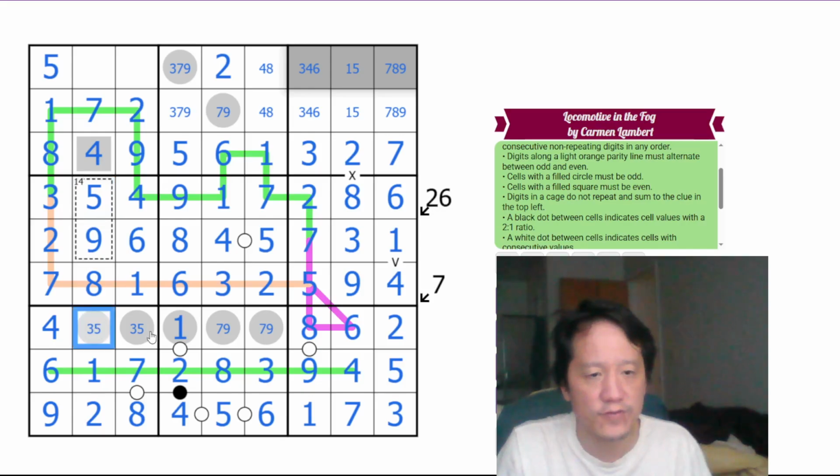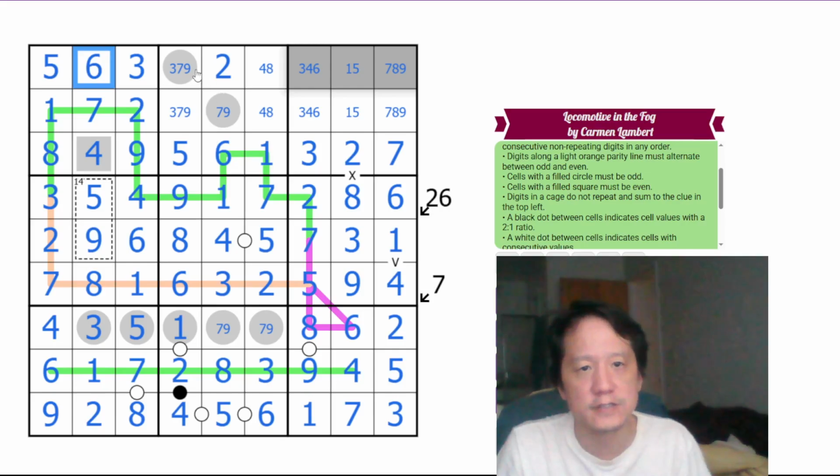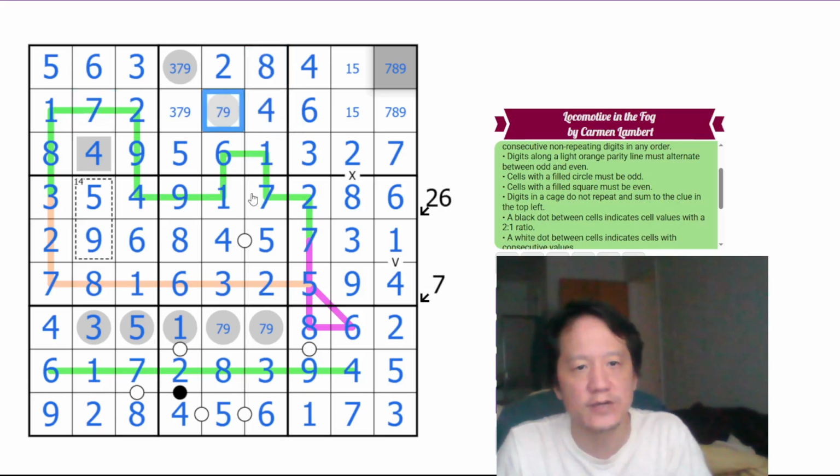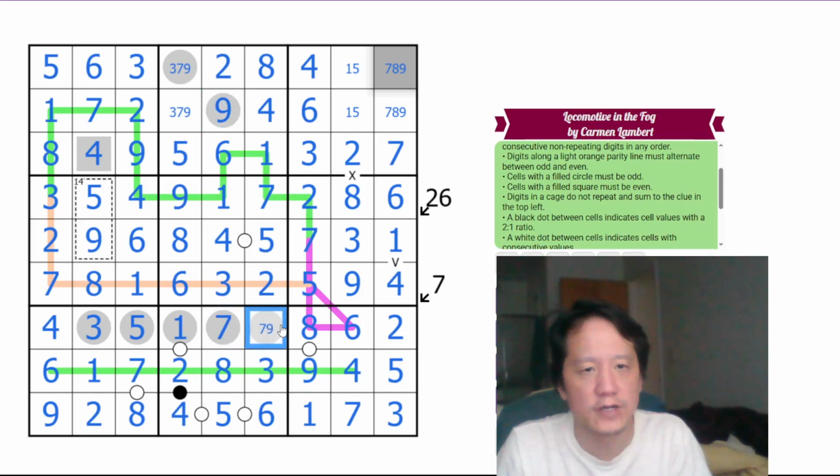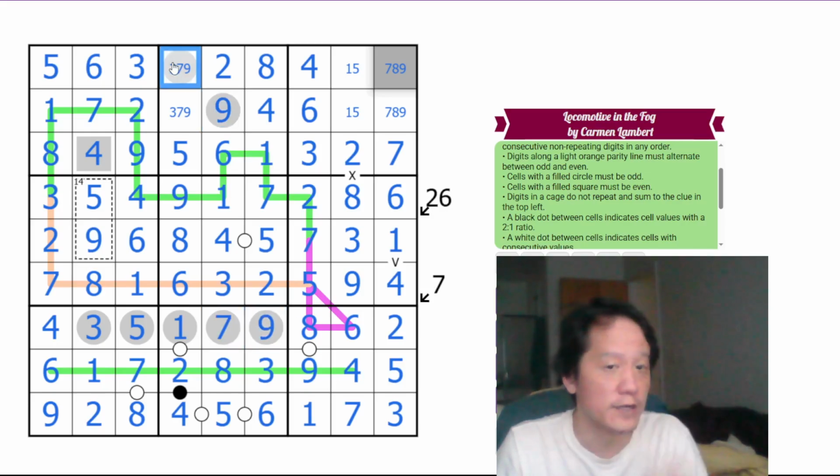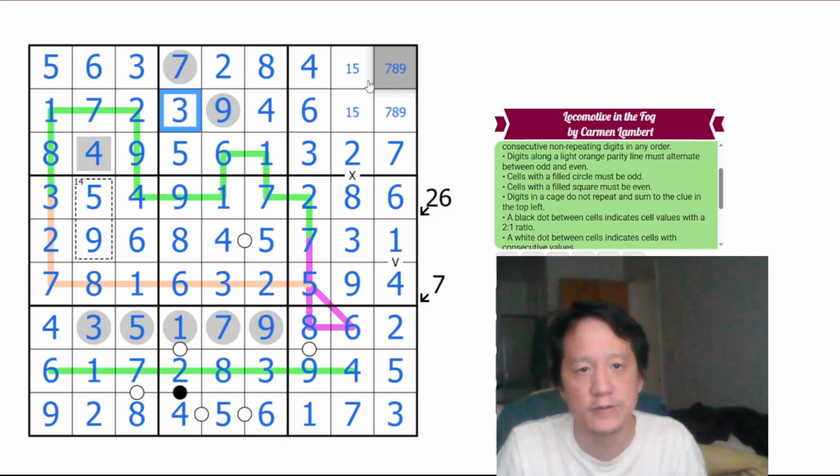This 5 eliminates 5 here, so this is 3, this is 5. That forces this to be 3 and 6. This 3 and 6 cannot be 3 and 6, so it's 4, which makes this a 6. This 4 eliminates 4 here, so that's 8 and 4. This 7 eliminates 7 here, so this is 9, 7, 9. This can't be 3 or 9, so this is 7, which makes this a 3. The 1 eliminates 1 here, so this is 5.